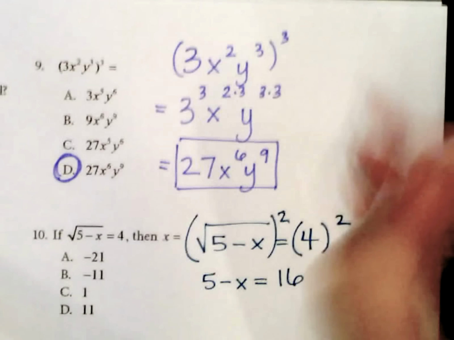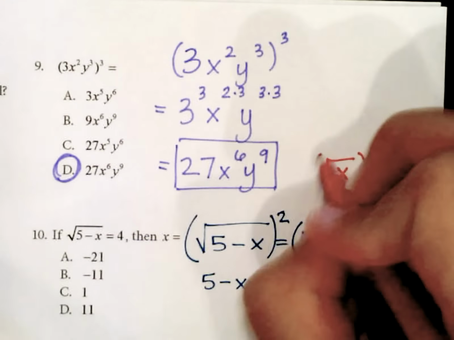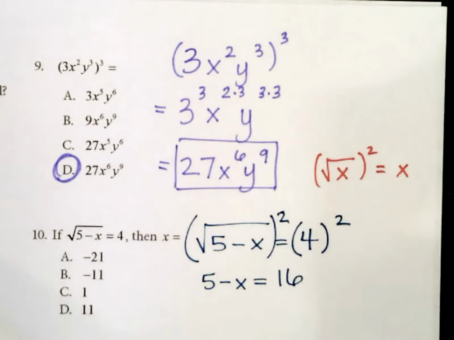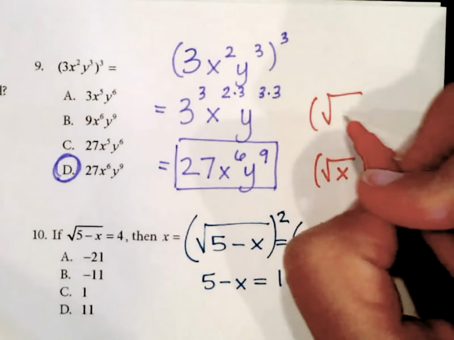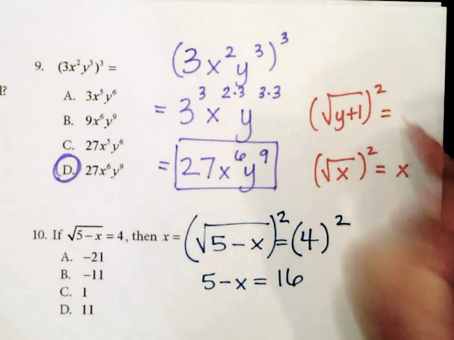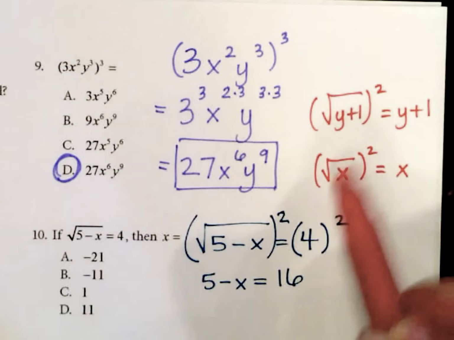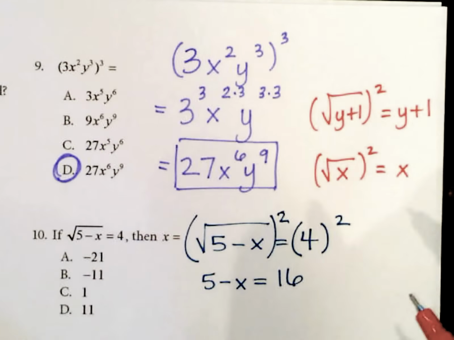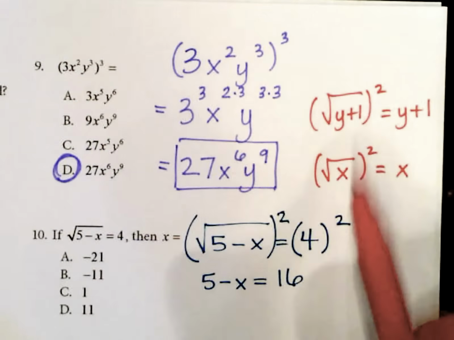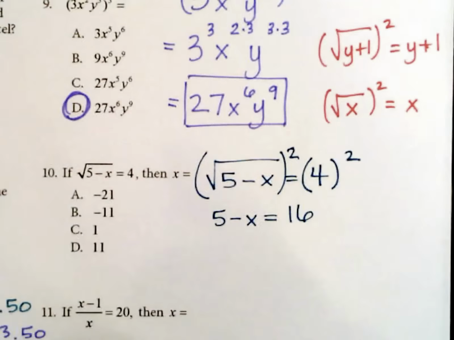Off to the side here really fast. If I have the square root of x and I square it, that just gives me x back. If I have the square root of y plus 1 and I square it, it's just going to give me y plus 1. So the square of a square root just makes the root sign go away. We're just left with what's underneath, like in both of these cases. Okay, so back to number 10.